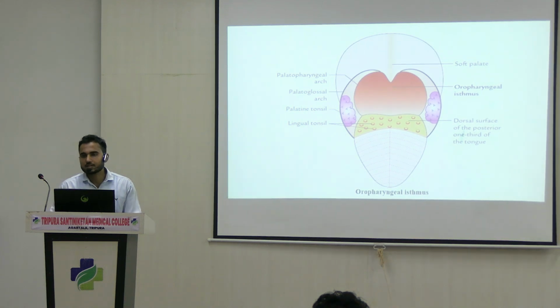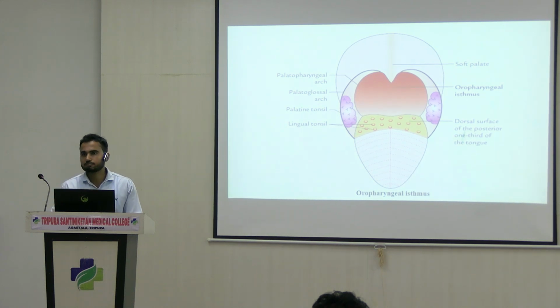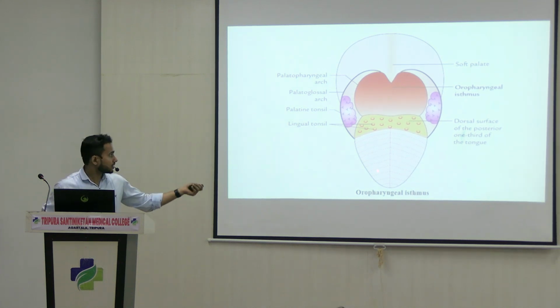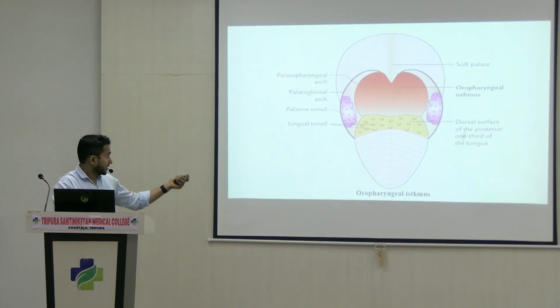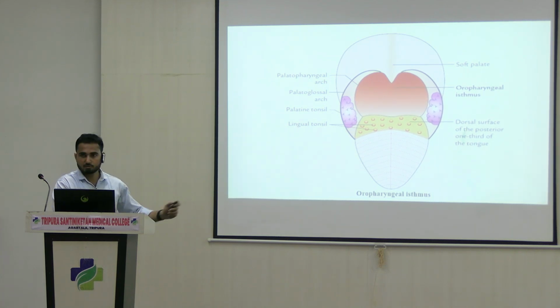Okay? Now what are the boundaries of the oropharyngeal isthmus? What is present superiorly? As you can see, soft palate. Inferiorly, what is there? Tongue. See, the tongue is there. On both sides, what is there? Palatoglossal arch. As you can see, palatoglossal arch is there. So this is the oropharyngeal isthmus. You can see your oropharyngeal isthmus.